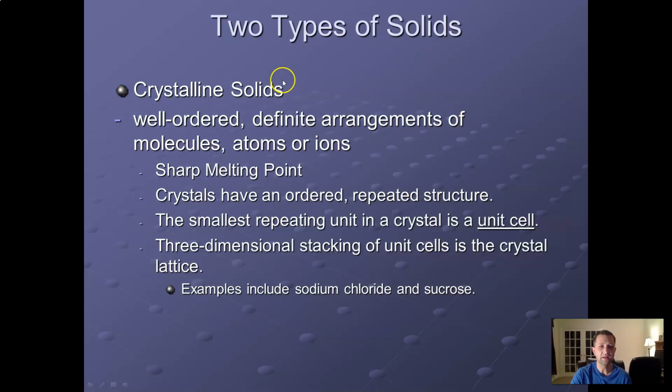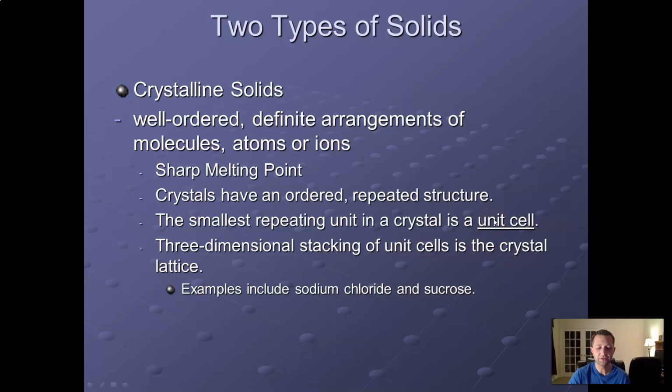Crystalline solids, which we're used to thinking about when we think of solids, have a really sharp melting point. It's only over a very small range of temperatures where it will start to melt and then continue to melt. The crystals are very ordered and they have a repeated structure. Think of a crystal lattice structure for an ionic compound where you have that repeating positive ion, negative ion, positive ion, negative ion. The smallest repeating unit is called a unit cell.